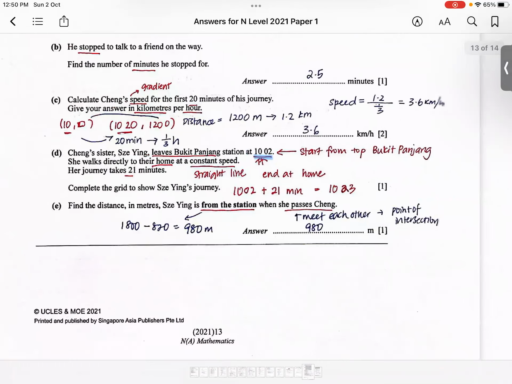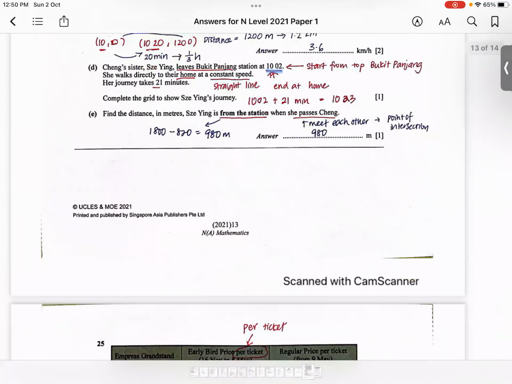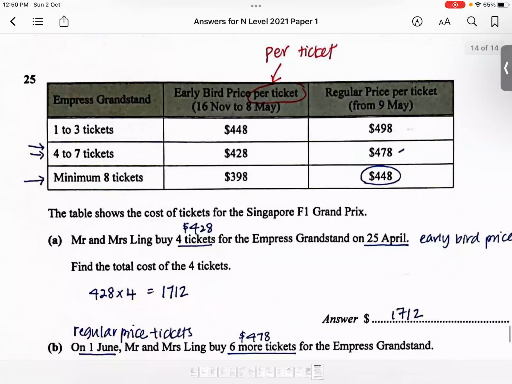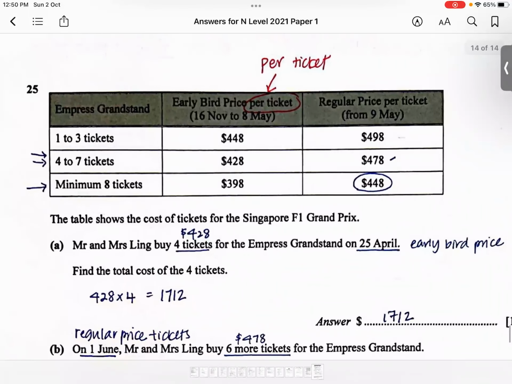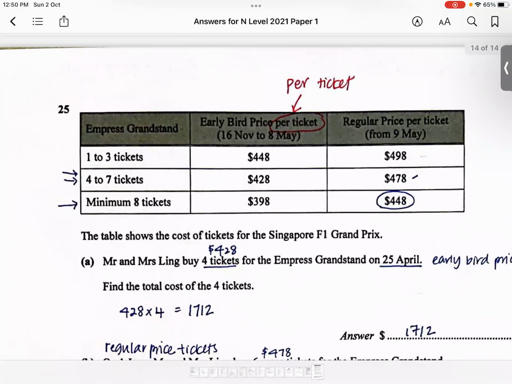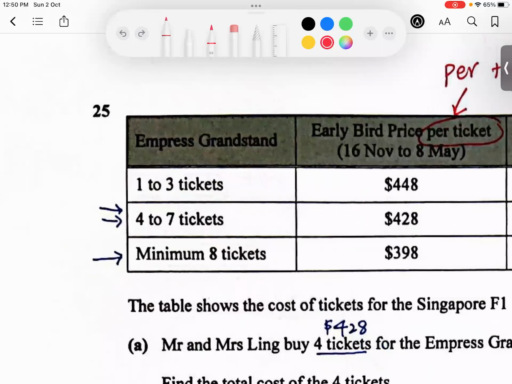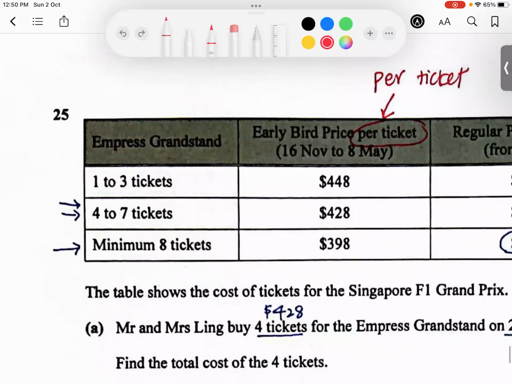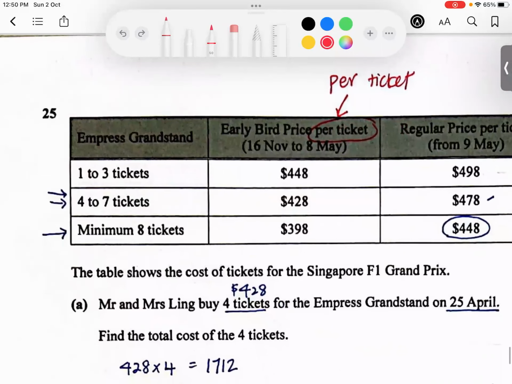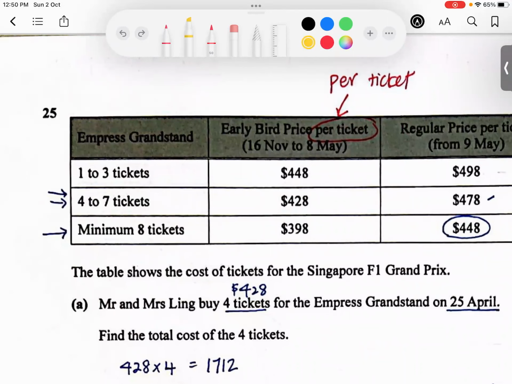Last but not least, this question, I think you should be able to do on your own. I should not go through it. It just tests your skill to read a tiered table and the number of things that you need to take note of. This one is 1 to 3 tickets, 4 to 7 tickets. This is different. If you're buying 4 tickets, then you look at this category. It's not that the first 3 is this price, then the next 4 to 7 is this price. No, if they want to buy 4 tickets, you buy by economy of scale directly.